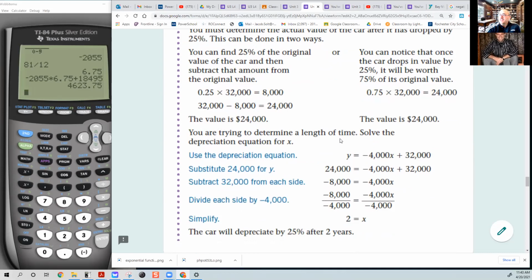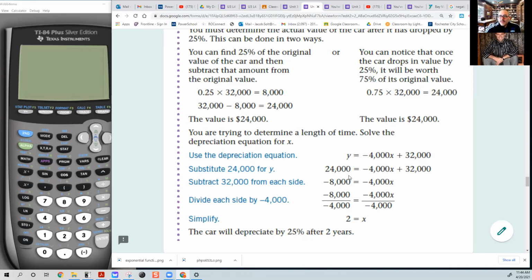Okay. So we're trying to determine the length of time. So we're going to solve the depreciation equation for x. Let's see, what are we doing here? I'm trying to figure out what they are trying to solve. Oh, so we're trying to find when the value of the car is going to equal 24,000. So here's our equation. We're going to stick that number we found, that 24,000, that's 75% of the value, in our equation for y, right? Because y is the value over time.